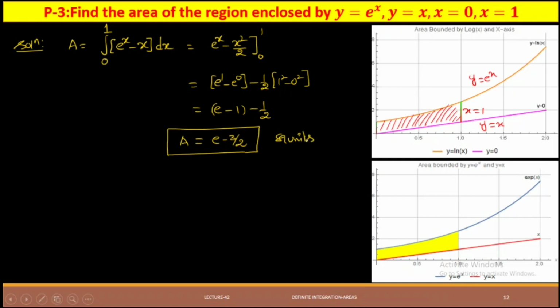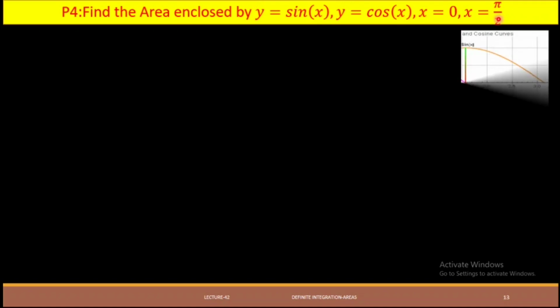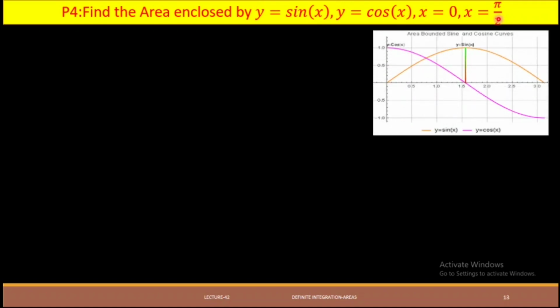Let us solve next problem. Here is our next problem. Find the area enclosed by the curves y is equal to sin x, y is equal to cos x, x is equal to 0 and x is equal to pi by 2. If we draw the four curves, this is how the graph looks like.